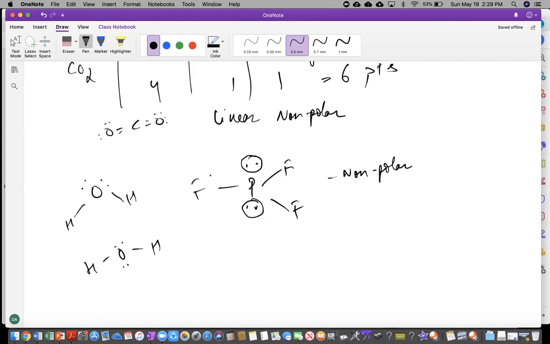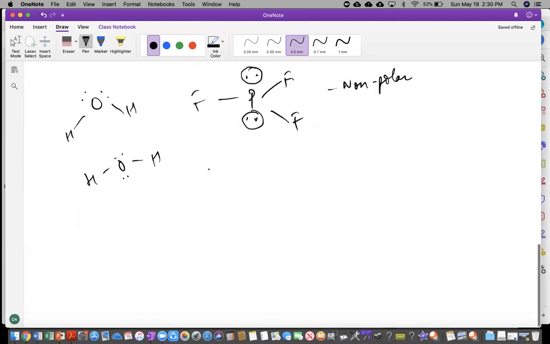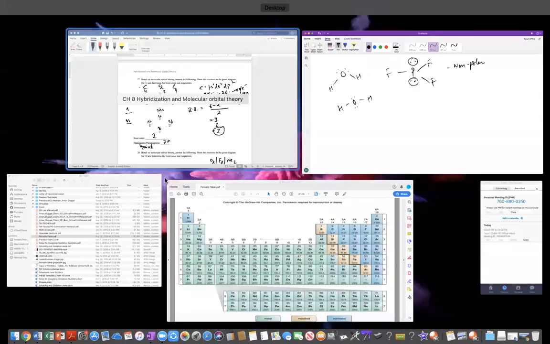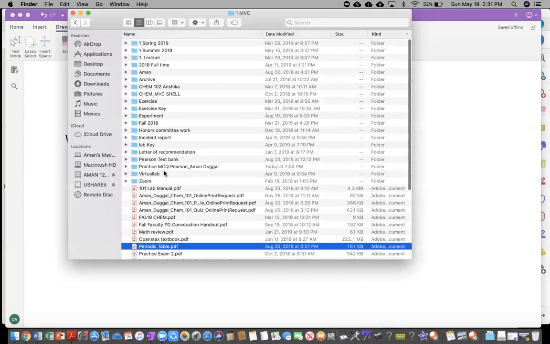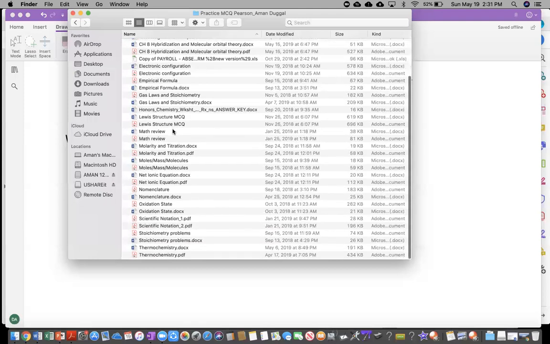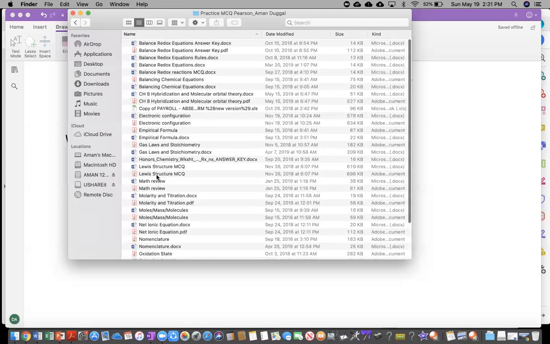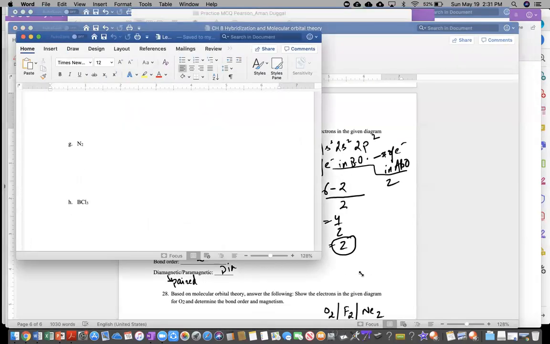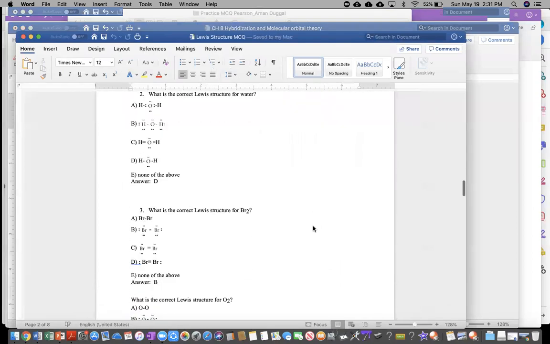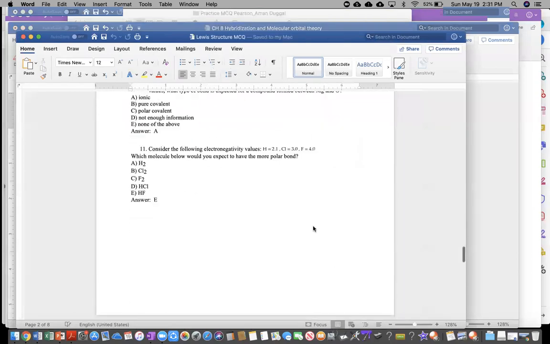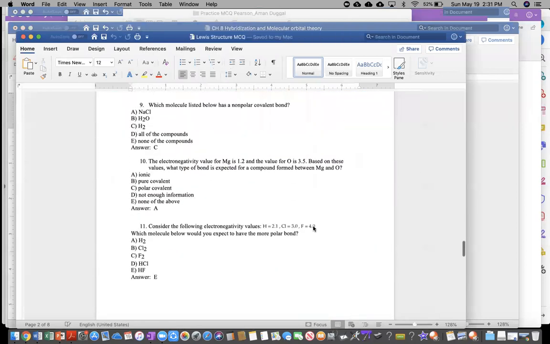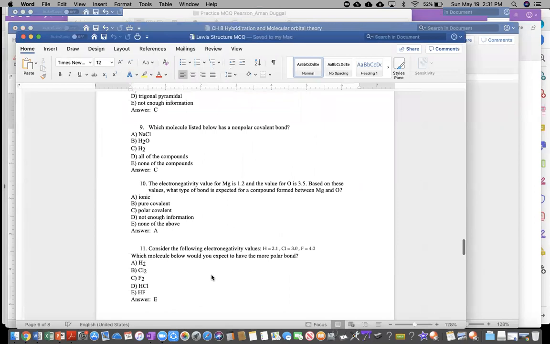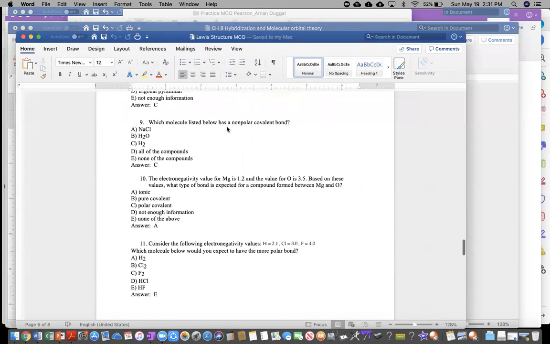Yeah. So I have a question on the Lewis structure multiple choice worksheet, 9, 10, and 11. I think they're the last problems. I could be wrong. So which one's number what? They're the last ones, the last 3. Okay, which of the molecules listed has a nonpolar covalent bond?